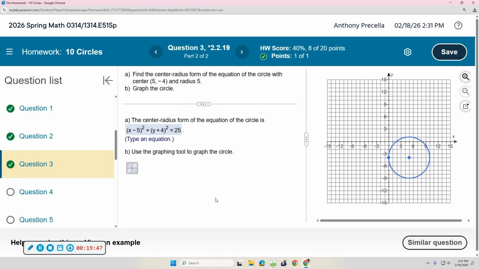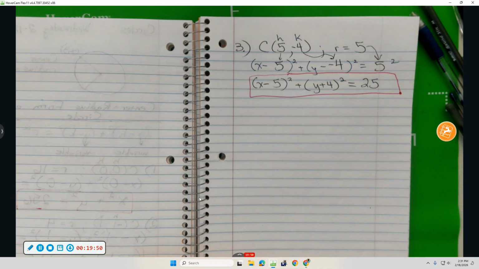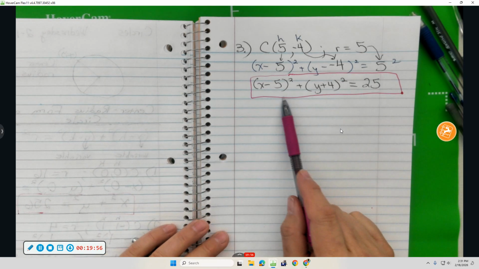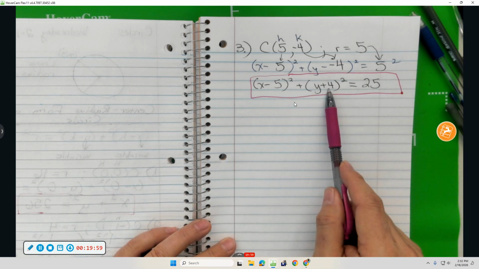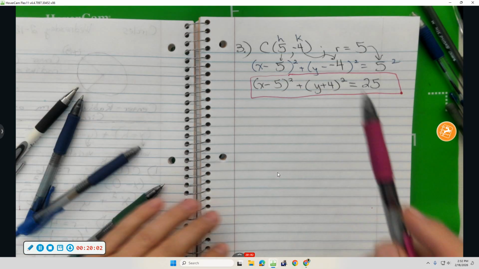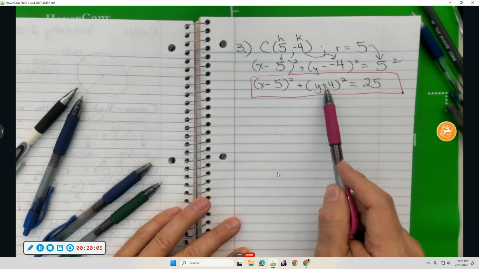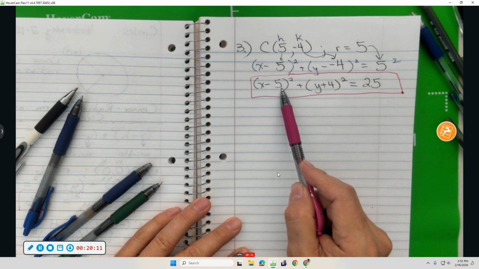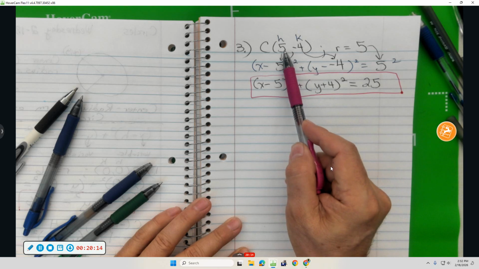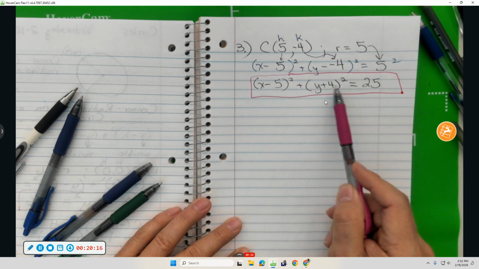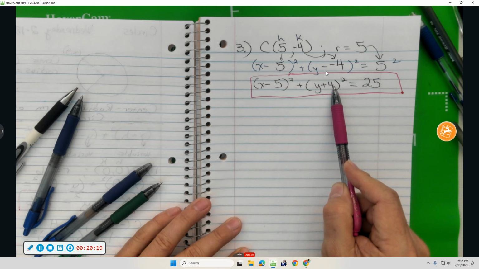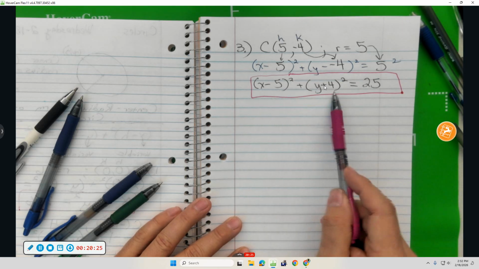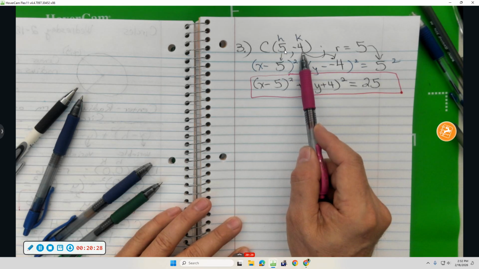We need to make some observations here. Switch back to my paper. Look at center radius form. When you look at center radius form, I notice something inside the parentheses: the numbers inside those parentheses are exactly the opposite of the center. Here I see a -5, but what's the x-coordinate of the center? A +5. Here I see a +4. What's the y-coordinate of the center, though? A -4. What you see inside the parentheses will be exactly the opposite of the actual center.